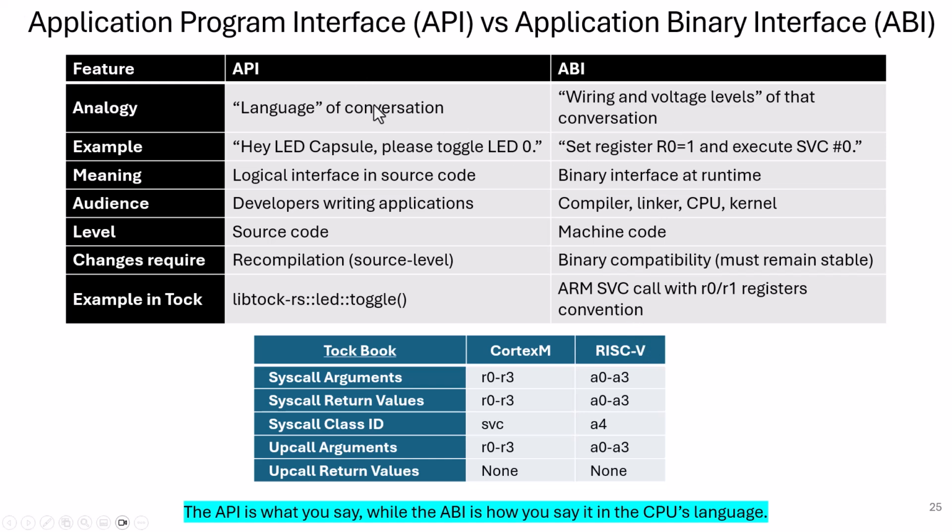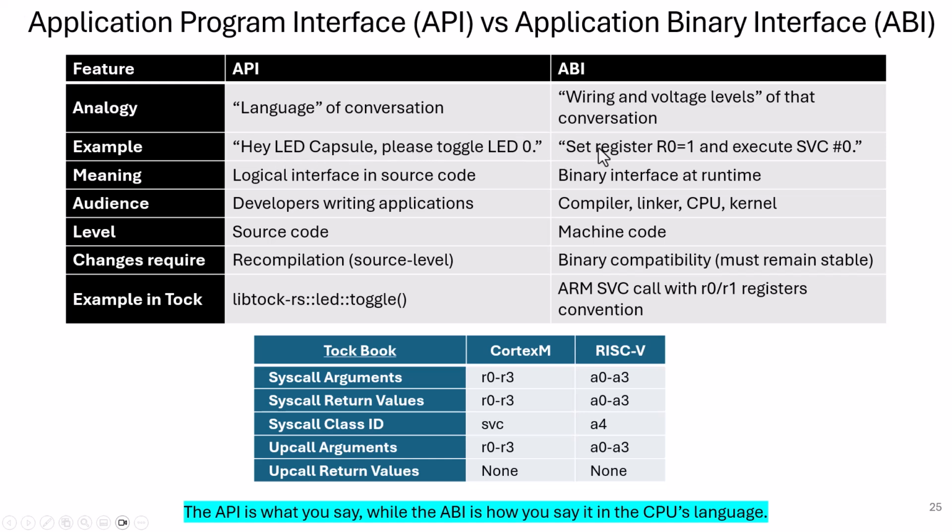And the ABI is the actual binary implementation of that binary interface on the specific hardware. So you can think of the API as just how the conversation goes, such as send the command, or I want to subscribe to this function. And then the ABI is more of that wiring and voltage levels of the conversation. So where the language or the words are the API, the wiring and voltage levels are maybe the phonemes or the actual sounds.